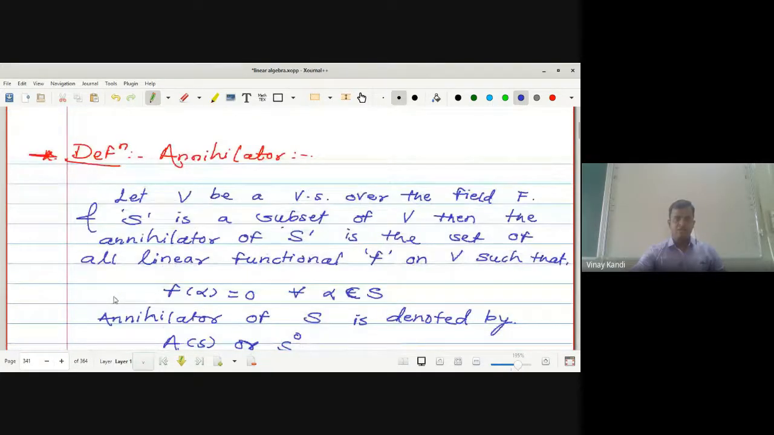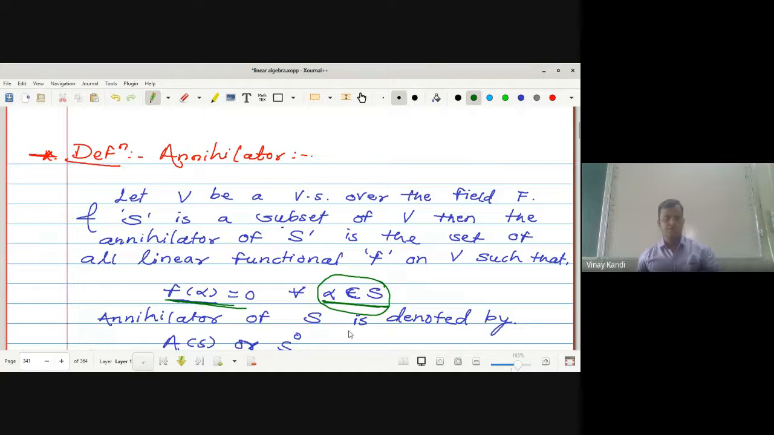What is the annihilator? Let V be a finite dimensional vector space over the field F, and S is a subset of V. Then the annihilator of S is the set of all the linear functionals F on V such that F of alpha is equal to 0 for all alpha belongs to S. That means each element of S is transformed to 0. So the functionals in the annihilator of S are those. Okay, so this is the definition of annihilator. Any doubt up to here?